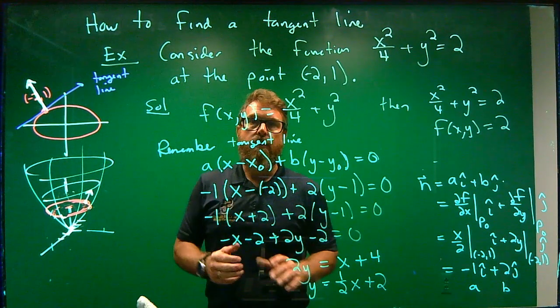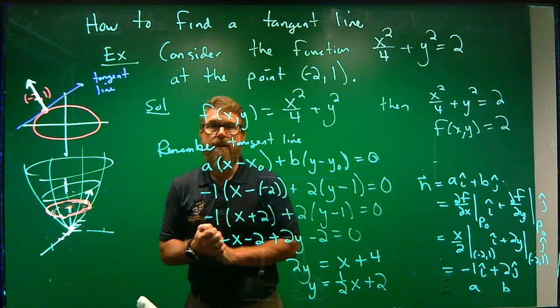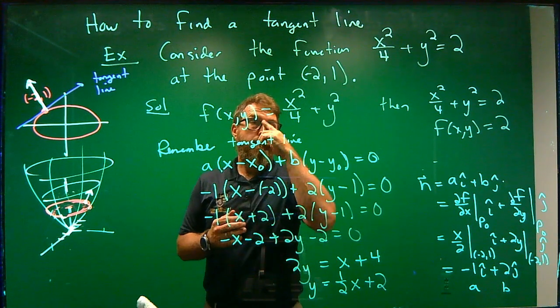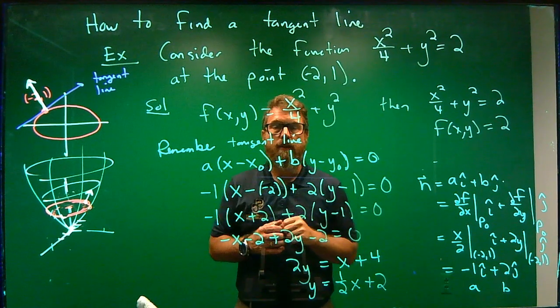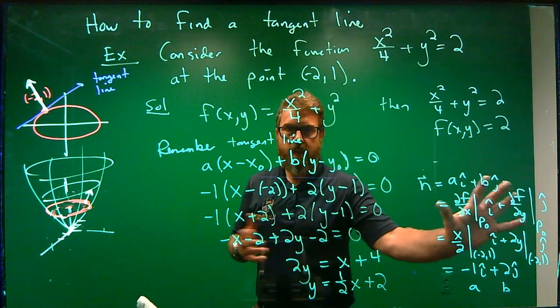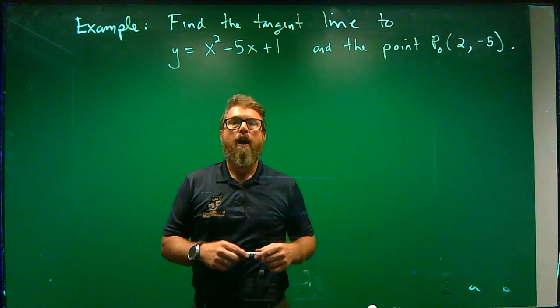Now I want to do another example where I want to find the equation of the tangent line, but I'm going to give an explicit form of the equation, and then just show you how this piece simplifies a little bit if it's an explicit form. All right, so here's our example.